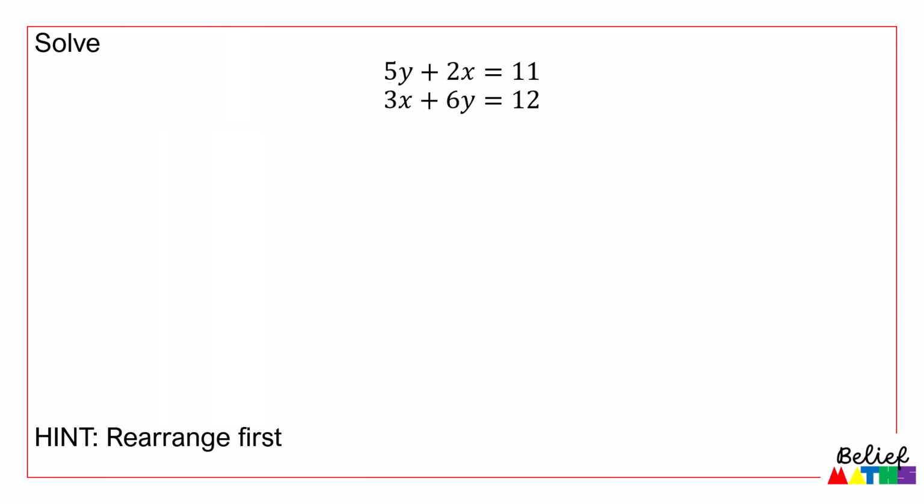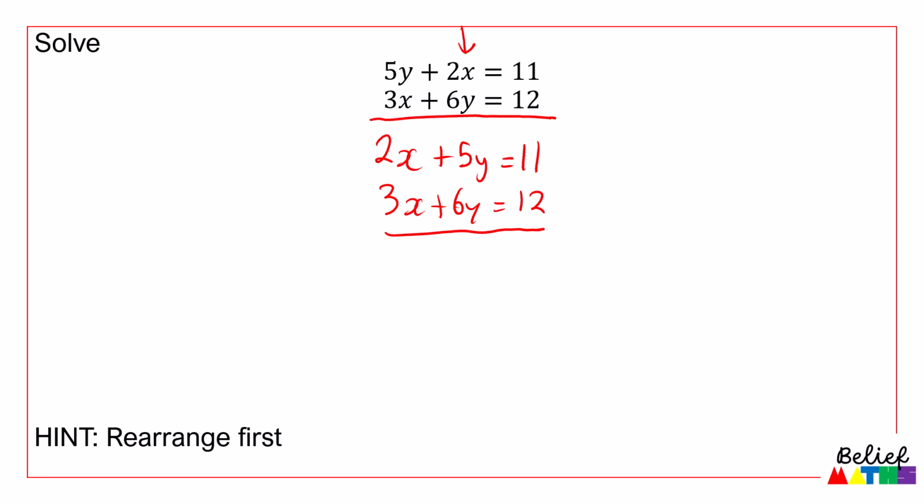For this final question, we need to be careful. Now, I've put the hint of rearrange first there, but you might make the mistake and think, actually, they are already rearranged. But if you look carefully, the x and y are the opposite way around in each of these. So if we rearranged what we had before, we're going to put our x's first, so 2x plus 5y equals 11. Now notice our 5y or 2x don't change because they've not moved across the equal sign. They're just the opposite side. And then we've got 3x plus 6y is equal to 12.